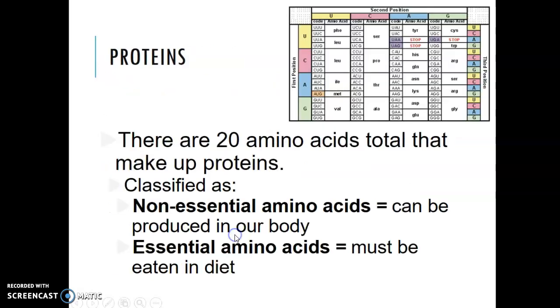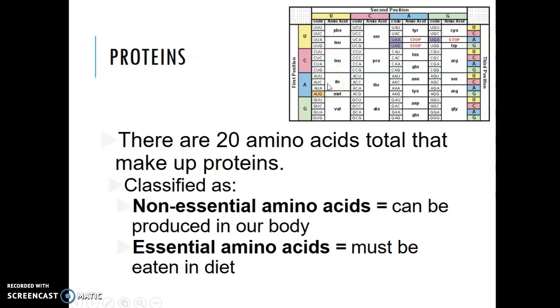All right, so proteins. There's 20 amino acids that make up all of our proteins. You learned this in biology. This was our codon chart where you put the three letters together, and then we made our different amino acids. So then these combine to make everything in our body, these 20 amino acids.